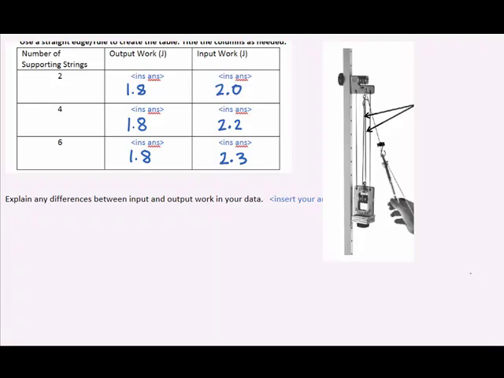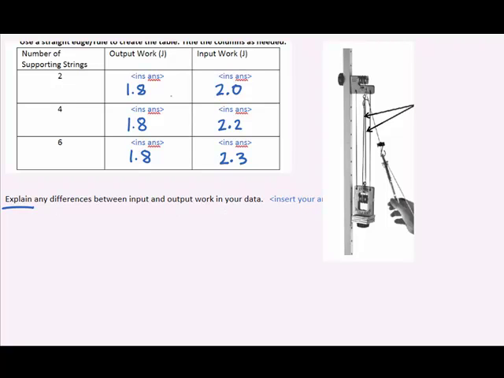Hey physicists, there are two questions in our Apply lab that have really thrown people for a bit of a loop. Just want to review them here. The first one was this, right after the Pulley portion, and that was: explain any differences between the input and output work in your data.